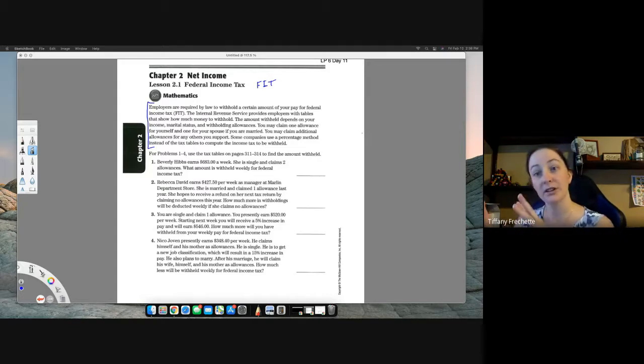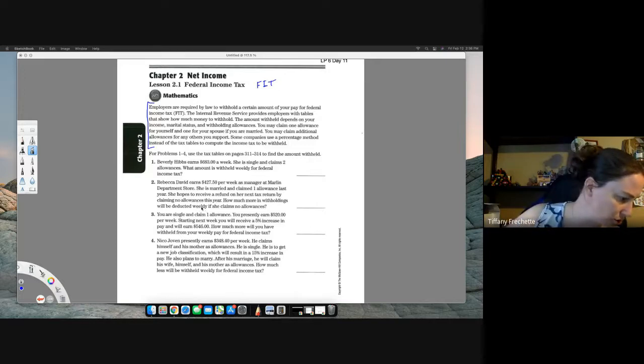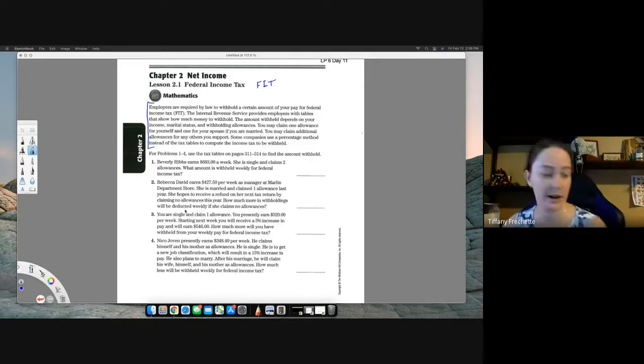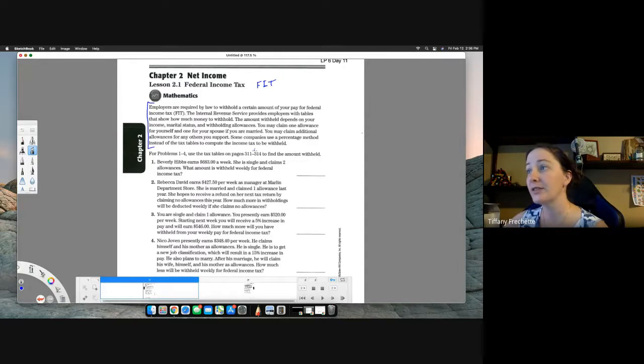So we'll actually look at the percentage method, I believe, in section 2. Yes, so I believe that's what that one's working on in section 2. For this one, we're going to use the tables. The only bad thing is they tell us, for problems 1 through 4, we're going to use the tables on pages 311 to 314. That's wrong. It's not on those pages.